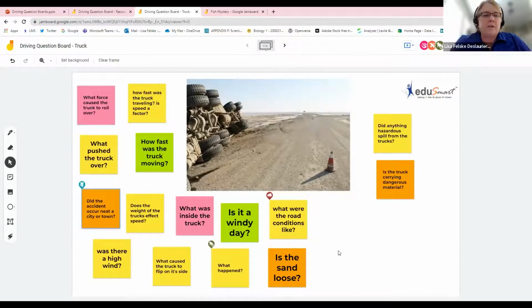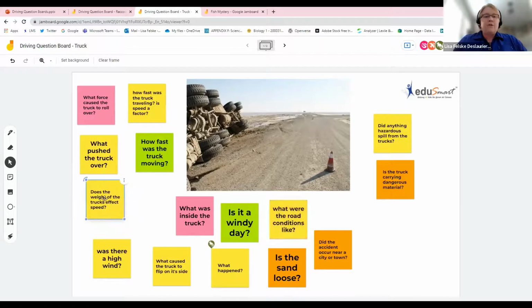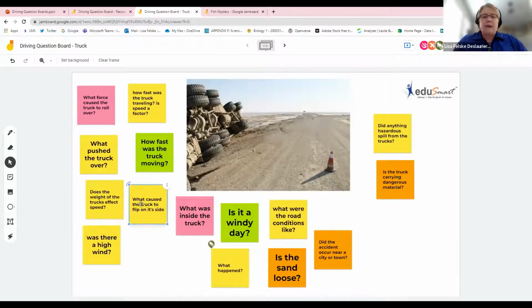So this occurred near a city or town, how would that affect all of these questions? So you can see that we got better questions this time that were more related to science rather than just curiosity. I guess what was inside the truck is another good one.